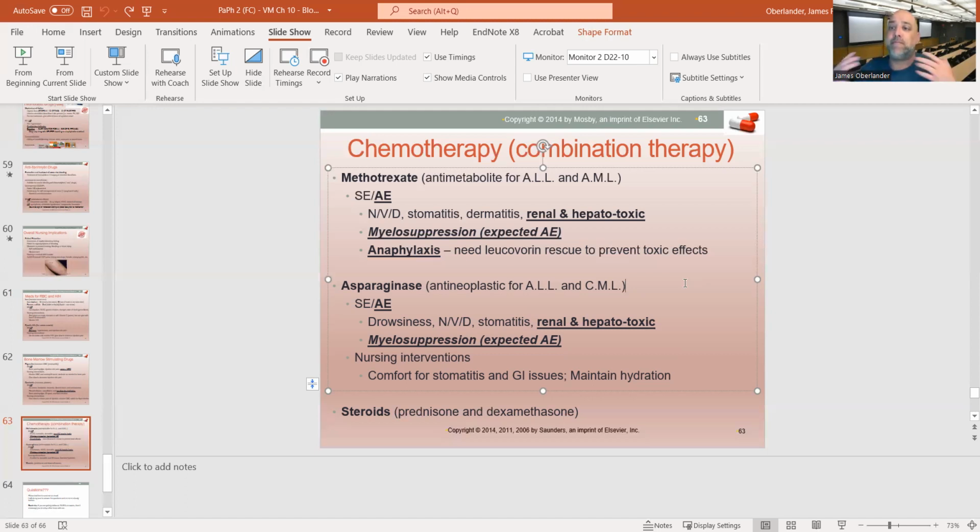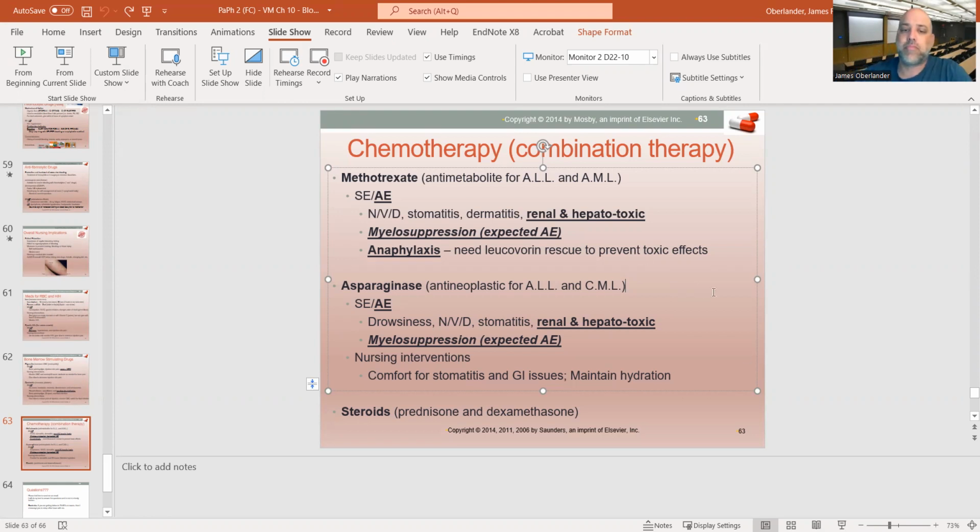Myelosuppression, which is, anybody know what myelosuppression is? As an expected adverse effect. And as soon as I say it, you're going to be like, oh, he just said that, but he used different words. Myelosuppression is actually bone marrow suppression. So myelosuppression is going to be causing the low red count, low white count, low platelets. Chemotherapy drugs do that. So that's a commonality there. And honestly, the one big difference is methotrexate has an antidote and asparaginase does not.